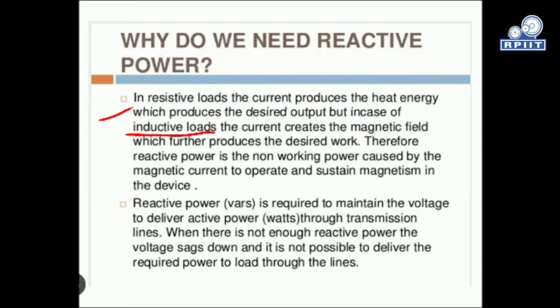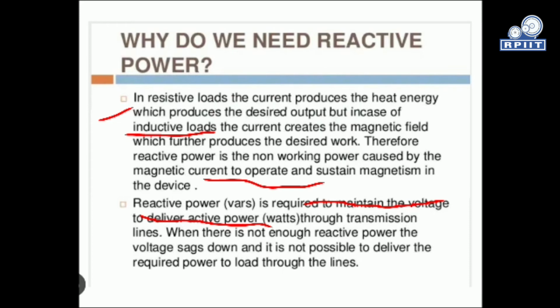Therefore, reactive power is the non-working power caused by the magnetizing current required to operate and sustain magnetism in the device. So we can say that reactive power is required to maintain the voltage to deliver the active power in watts through the transmission line. Reactive power is very much responsible for maintaining the active power in the circuit. Without reactive power, we can't maintain the power to be transmitted.